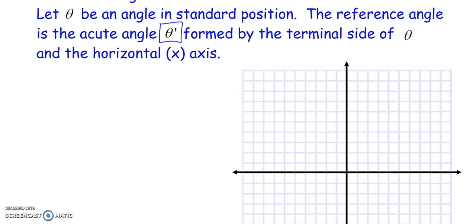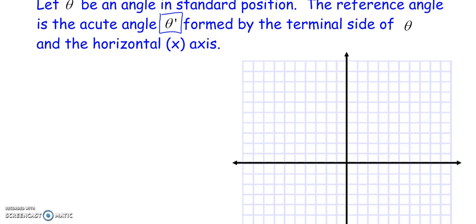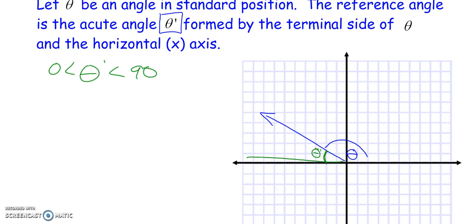angle formed by the terminal side. So if I were to draw an angle out into quadrant 2, normally I would call this theta. But my reference angle, my theta prime, is formed by the terminal side and the x-axis, and it's always acute. So reference angles are always between 0 and 90, all right?